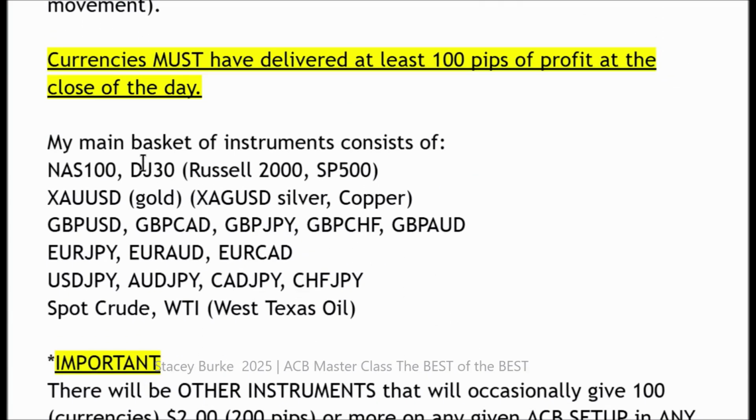Now, my main basket of instruments, as I've talked about, consists for the indexes of the NASDAQ and the Dow. Now, I also look at Russell and S&P on this exact same day, but typically the majority of my trades will be focused on the NASDAQ and the Dow.